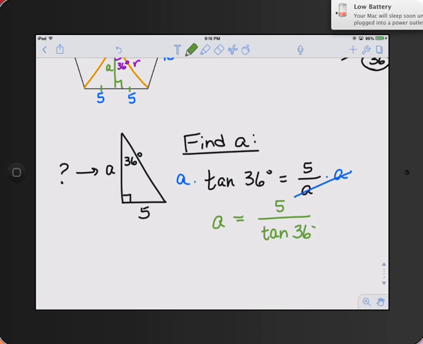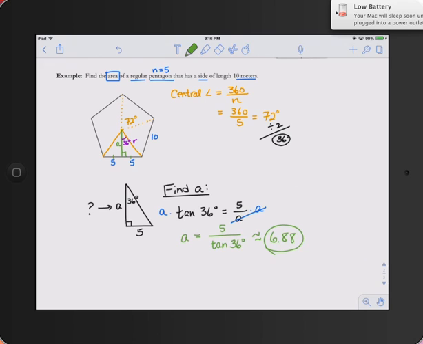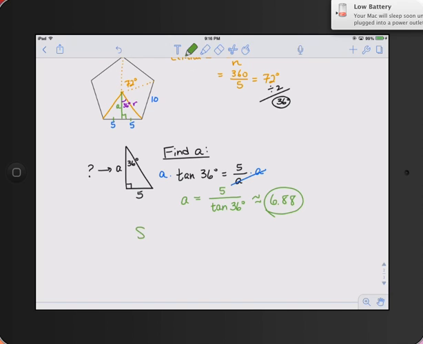Now when you're using trig, you will not be able to give the exact answers. So we're going to go ahead and round this one. Let's go to the hundredths place. So 6.88 is our apothem. Okay, so I wanted to remind you that you're doing tangent there because SOHCAHTOA: tangent uses opposite and adjacent.